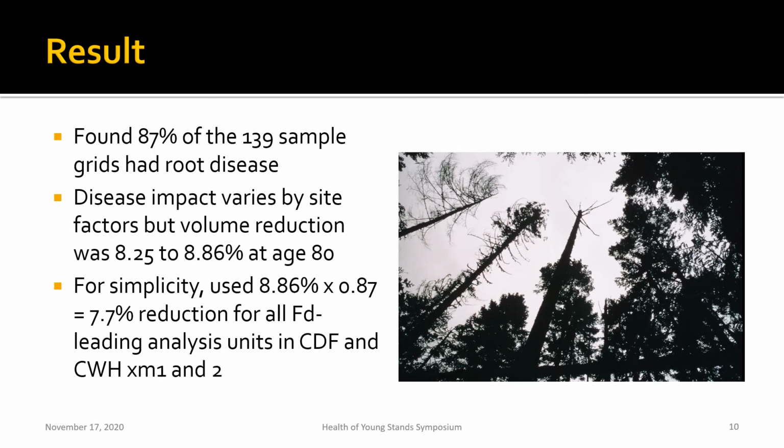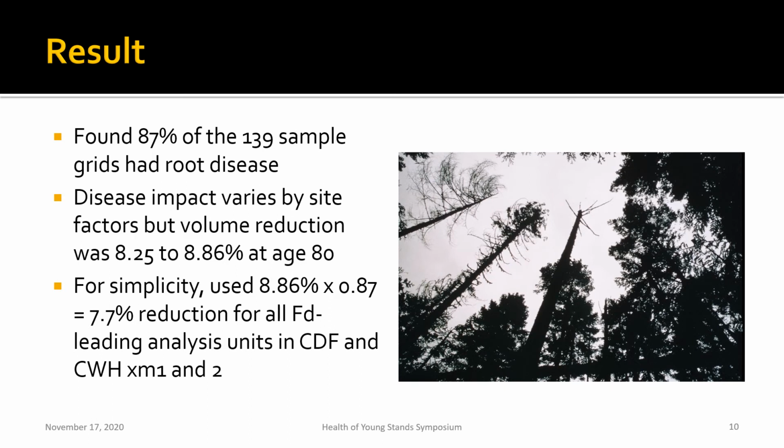So for his thesis work, Jeff spent a lot of time grubbing around looking at root disease within these permanent sample plots and the sample grids around them. He found that 87% of those 139 sample grids had root disease. This we'll call the incidence of root disease in Doug fir leading stands within these subzones. Now the impact of those root diseases on tree volume within those plots and stands varied.